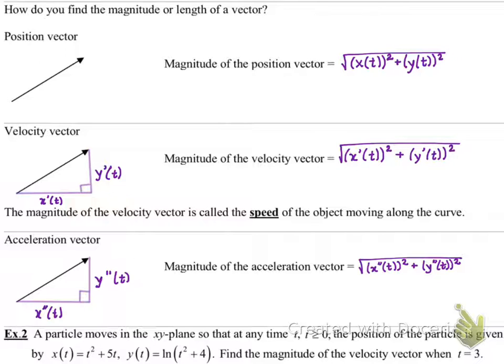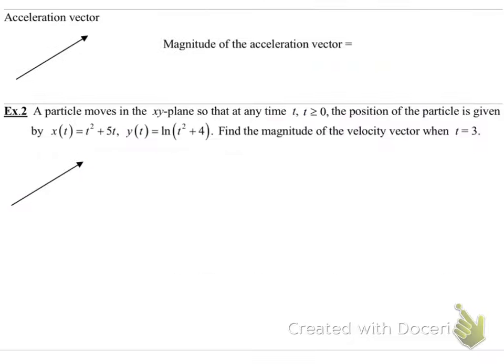A particle moves in the xy plane so that at any time t greater than 0, because you can't have negative time, the position of the particle is given by x of t equals t squared plus 5t, and y of t equals the natural log of t squared plus 4.